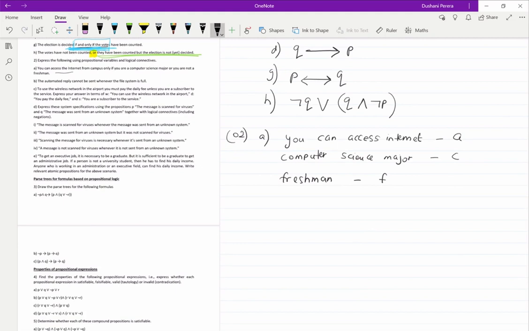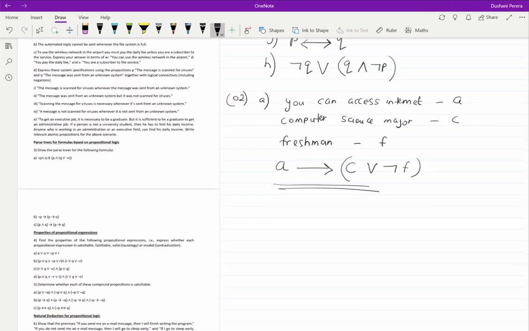So what this question says is you can access the internet. If you want to access the internet, then you need to be either a computer science major or not a freshman. So you need to be a computer science major or not a freshman. This is the answer to part A of question number 2. Let's look at part C of the same question.